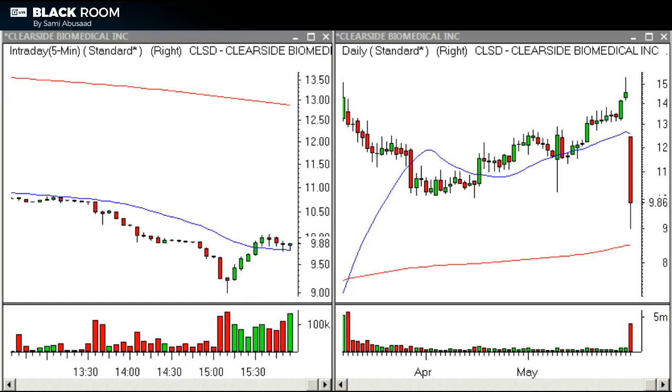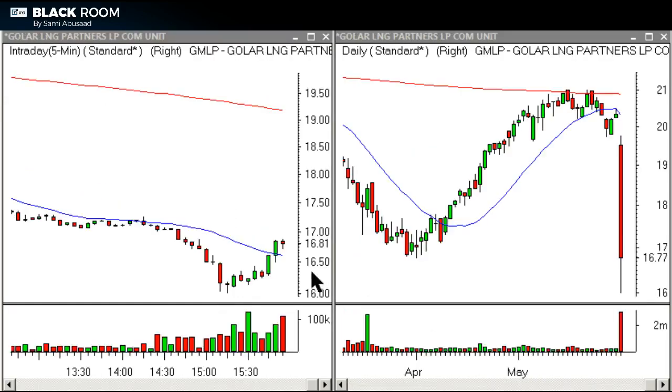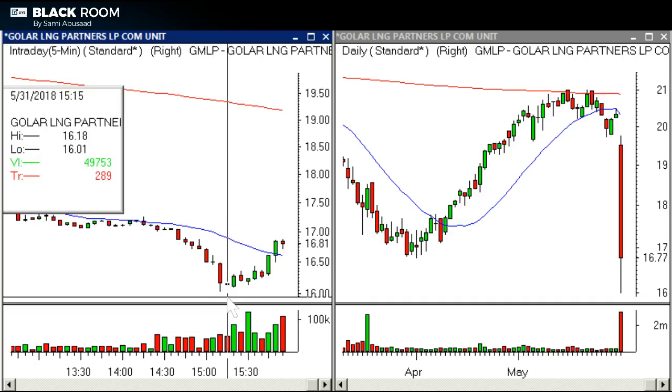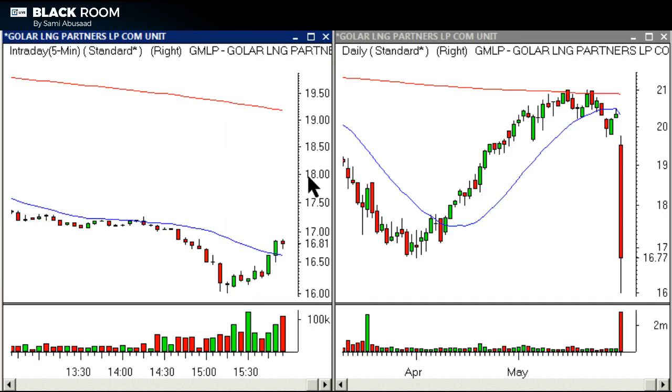The GMLP should have been much better for me as a play, but I was too busy with the CLSD. I didn't want to mess up at the end of the day, so I undersized it. Didn't size it correctly. Otherwise, this should have been a better play. And like I said, the DLTR I didn't do.